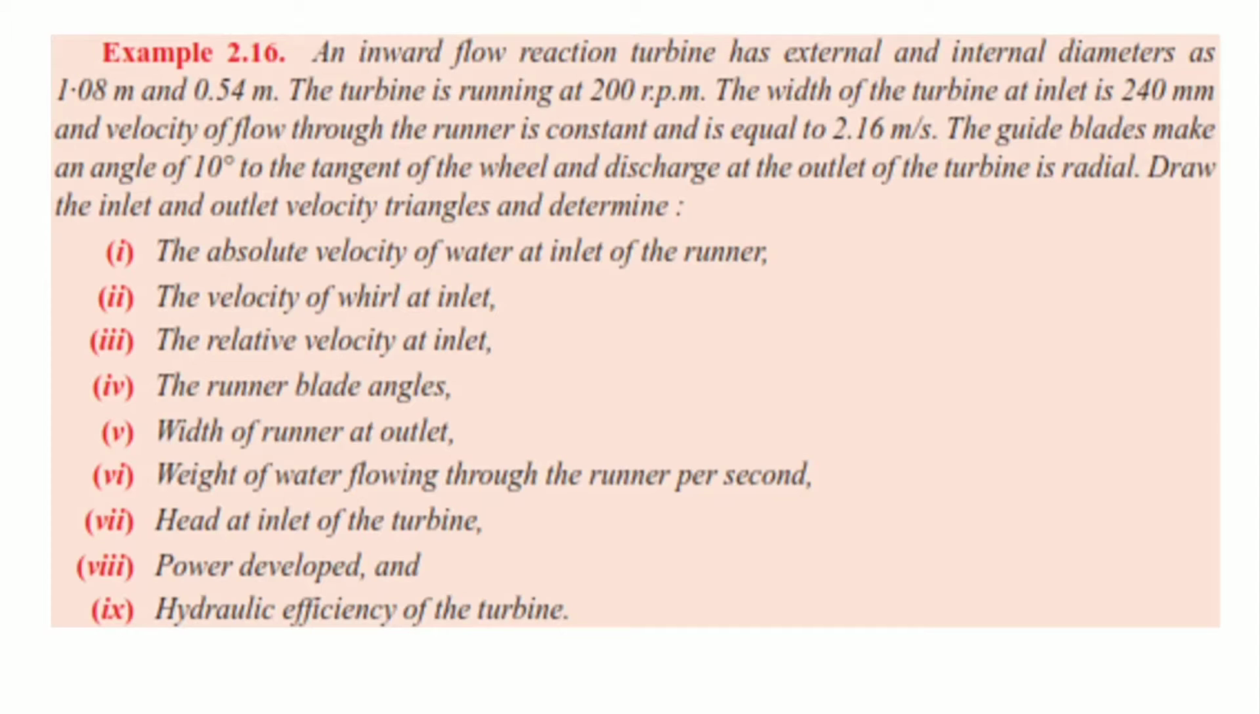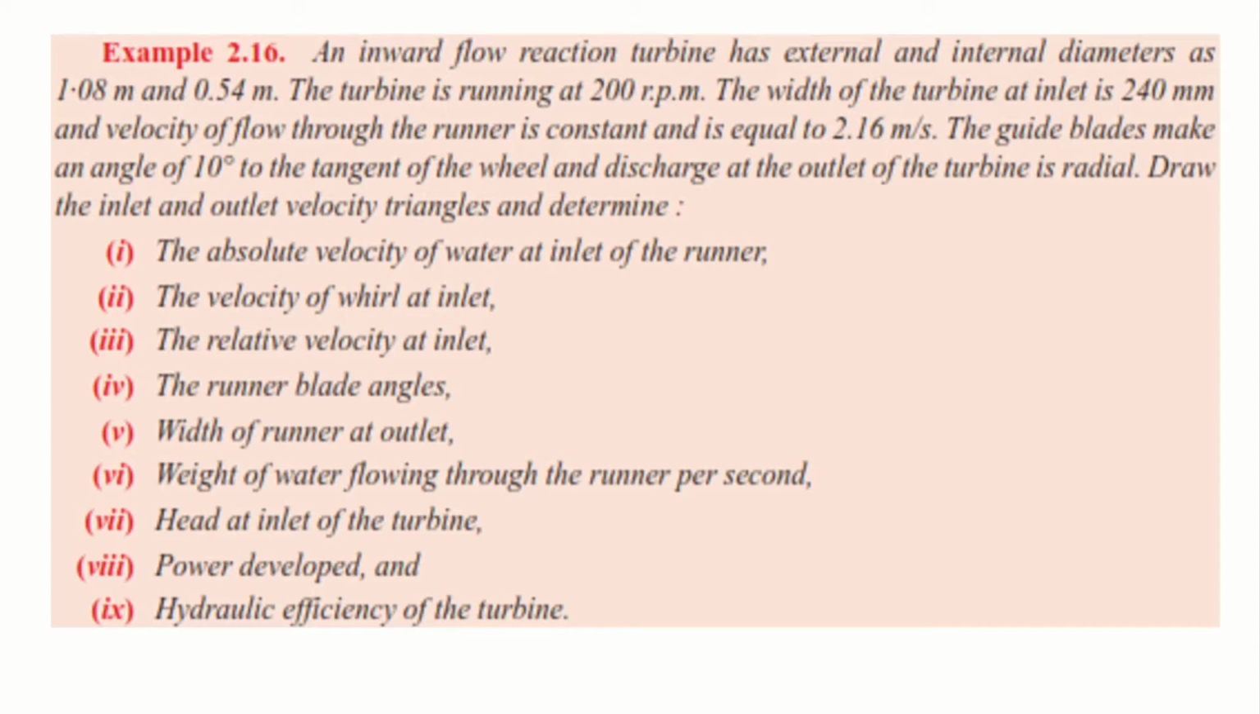1.08 meter and 0.54 meter. The turbine is running at 200 rpm. The width of the turbine at the inlet is 240 mm and the velocity of flow through the runner is constant and is equal to 2.16 meter per second. The guide blades make an angle of 10 degree to the tangent of the wheel and the discharge at the outlet of the turbine is radial.